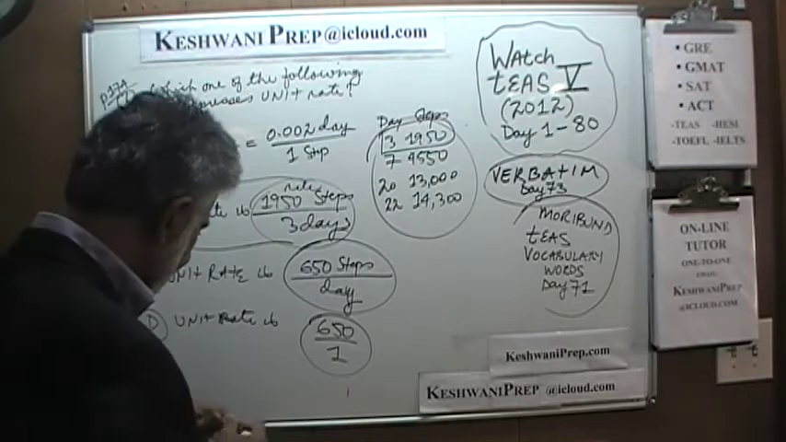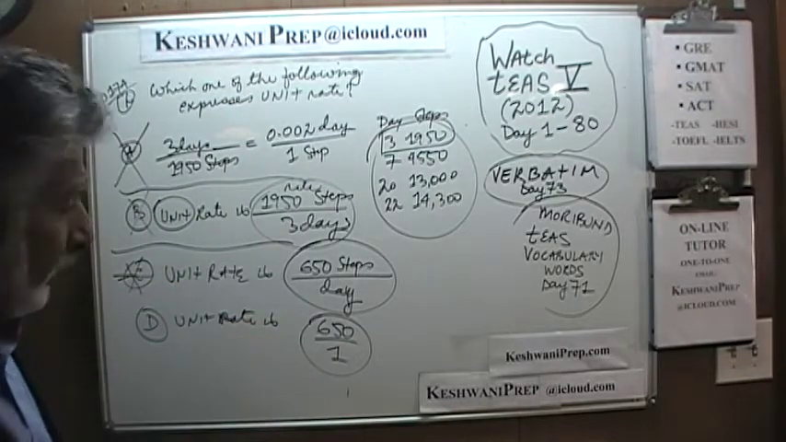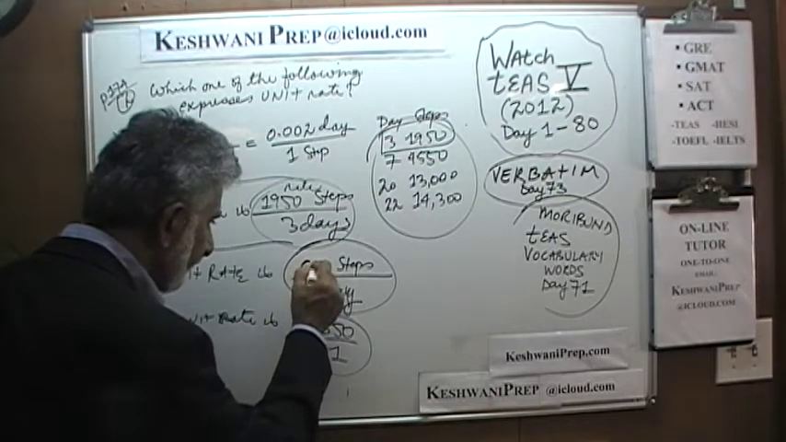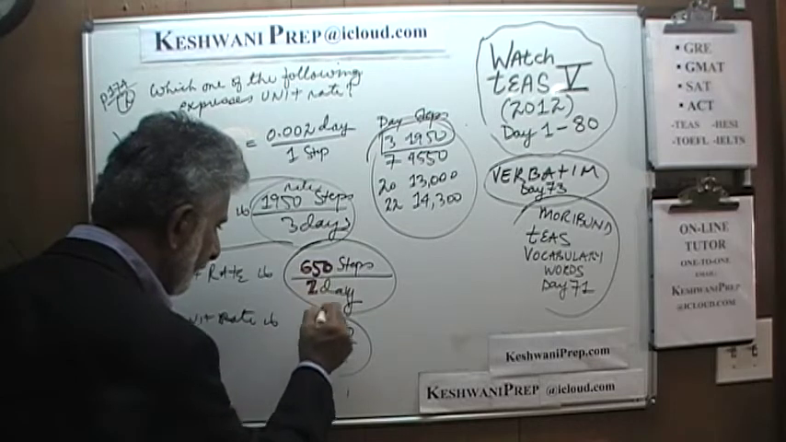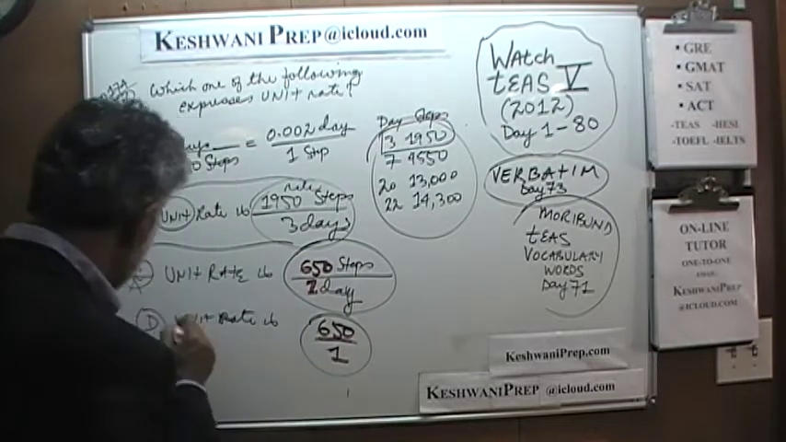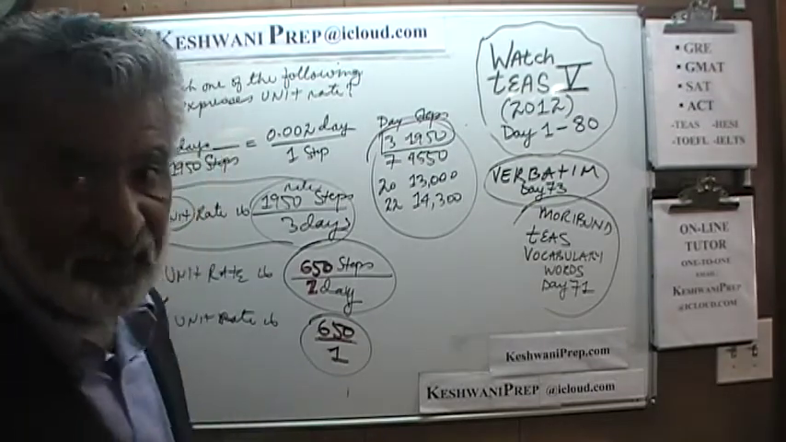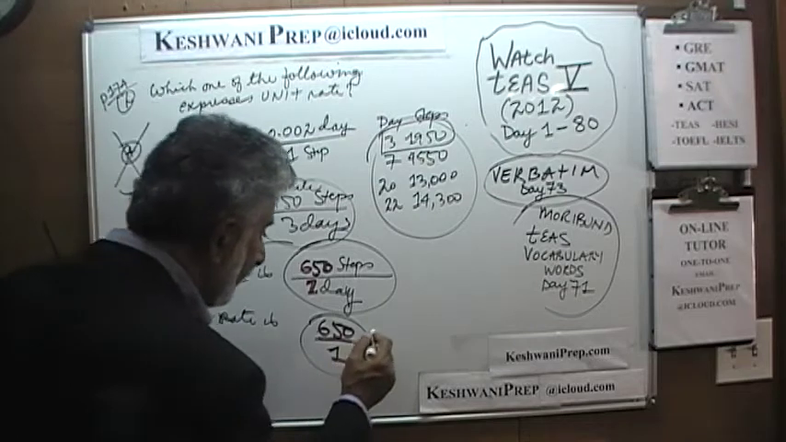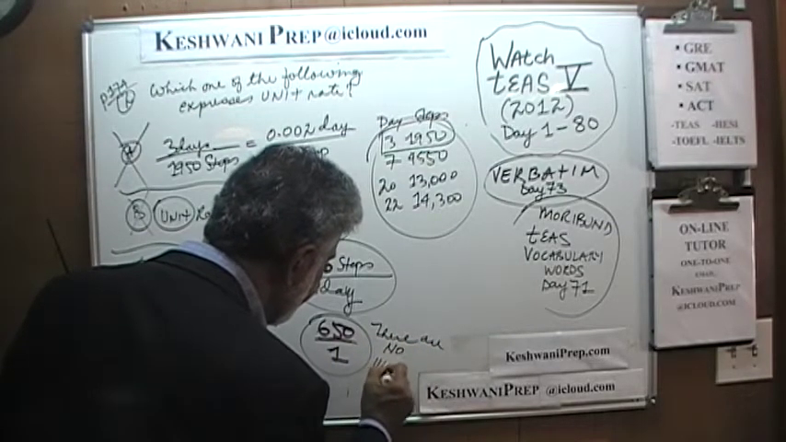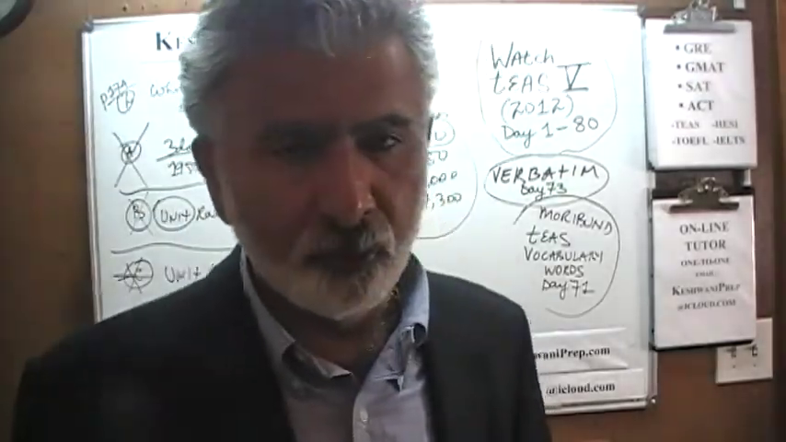What's wrong with D? It's the same quantity, 650 divided by 1, because here per day is same as per 1 day. Same thing, 650 divided by 1. That's exactly what we have here, 650 divided by 1. So why is D wrong? What is wrong with D is that there are no units. There are no units here. You must have units always. Otherwise it has no meaning.